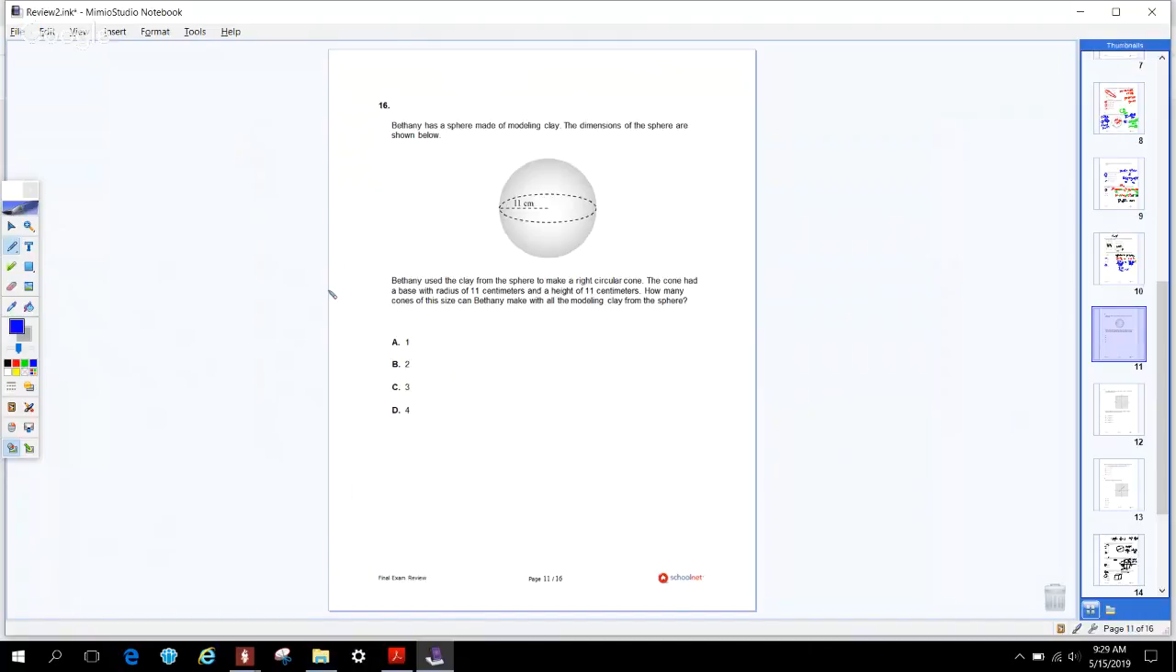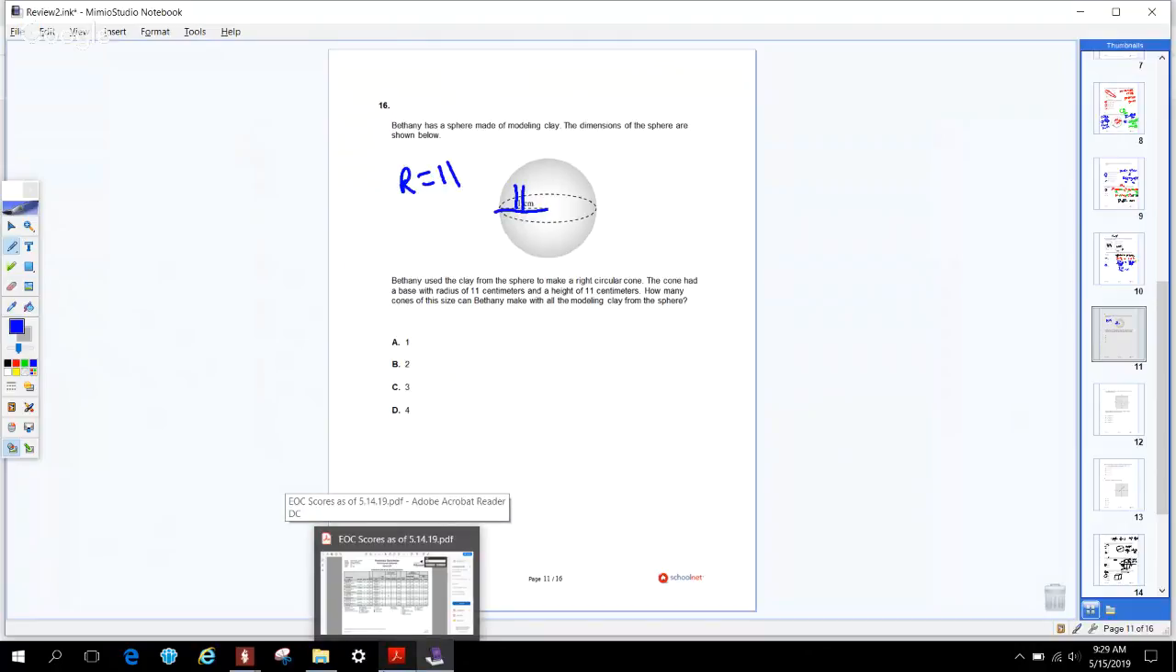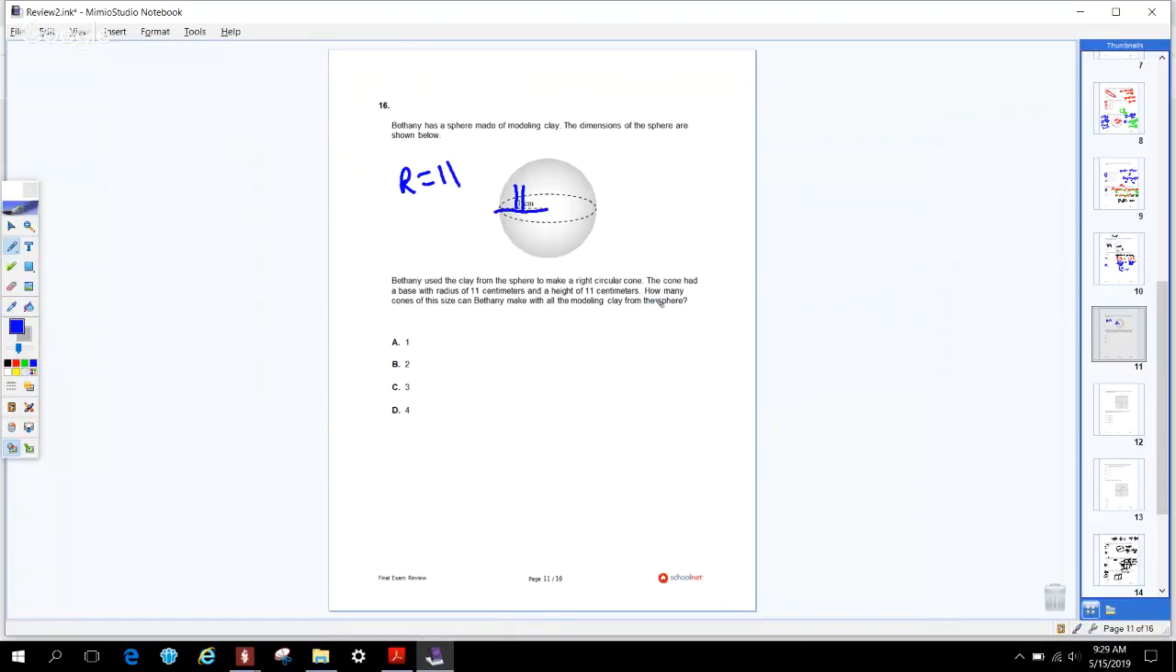11. Bethany has a sphere made of modeling clay. The dimensions of the sphere are shown below. Bethany used the clay from the sphere. So we can tell that this says right here 11. So we know that our radius is 11. The cone has a base with a radius of 11 and a height of 11. How many cones this size can Bethany make?